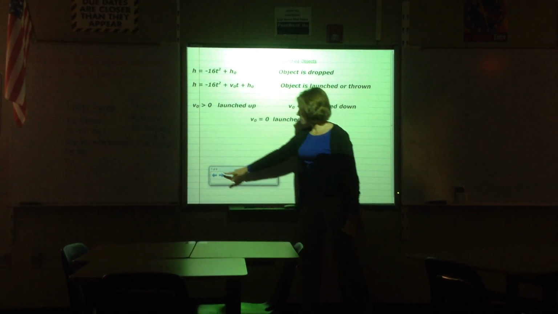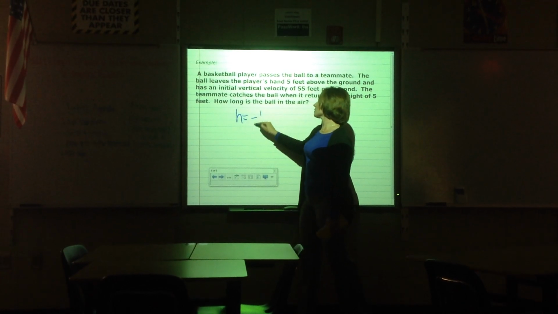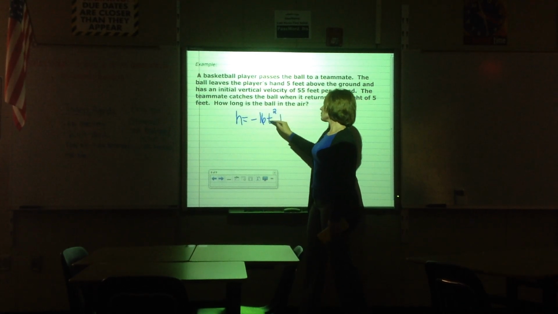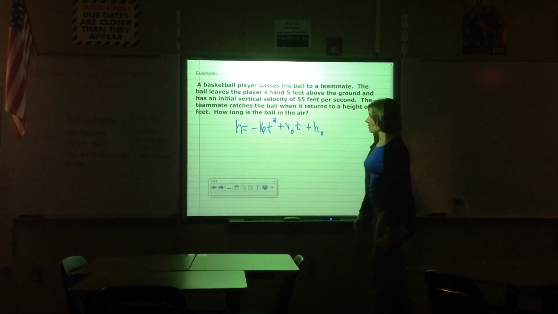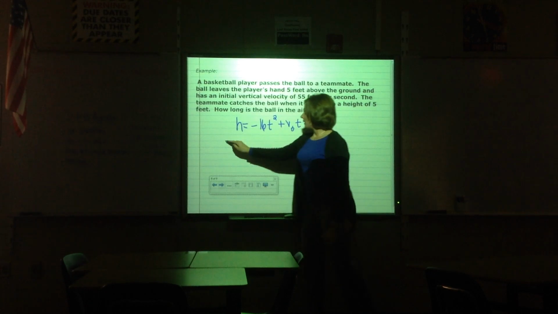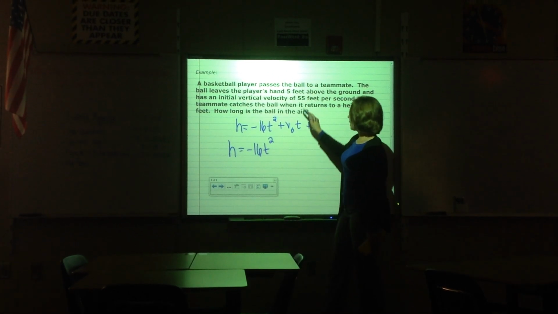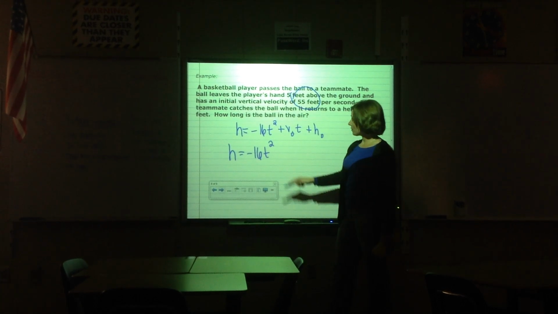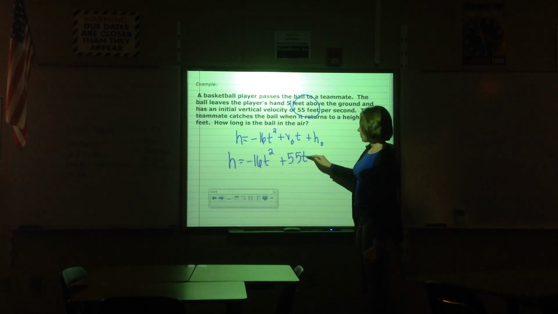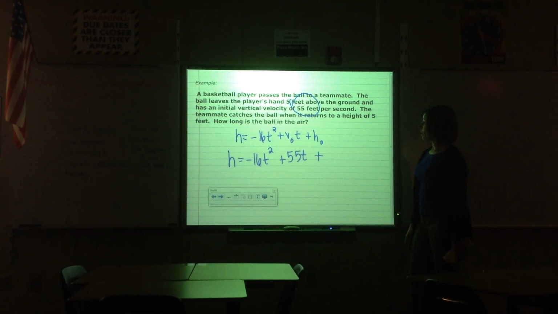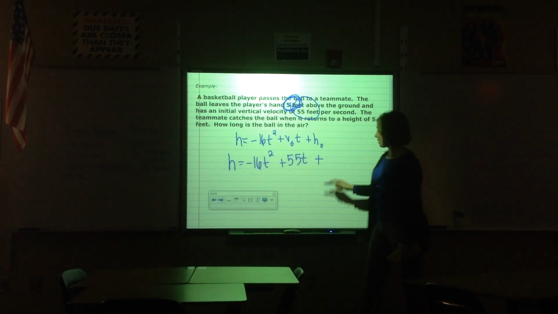So h equals negative 16 t squared plus my velocity times t plus my initial height. I'm going to leave this h alone for a minute. Negative 16 t squared. My velocity is 55. So plus 55 t plus, what's my initial height? It starts at 5 feet above. Sorry about my board there. Plus 5.